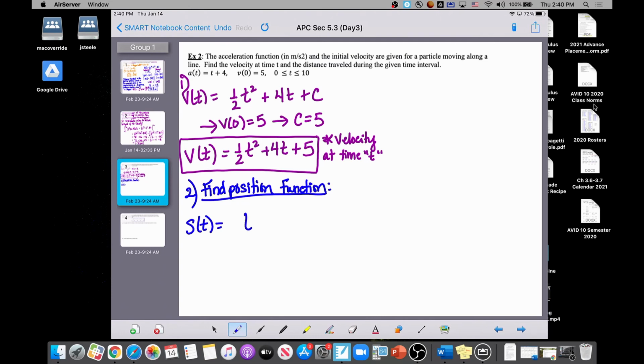So the first term will become t cubed. I will still have the 1/2 in front, but then I also have to multiply by 1/3. So 1/2 times 1/3 is going to make the coefficient 1/6, t cubed. My second term is going to become t squared. I still have the 4, but I have to multiply by 1/2. Half of 4 makes my coefficient 2. And then my third term, the 5, is going to become 5t, right? And we can use this to find the distance traveled on our interval from 0 to 10 seconds.